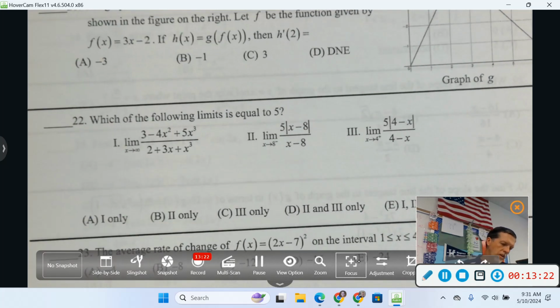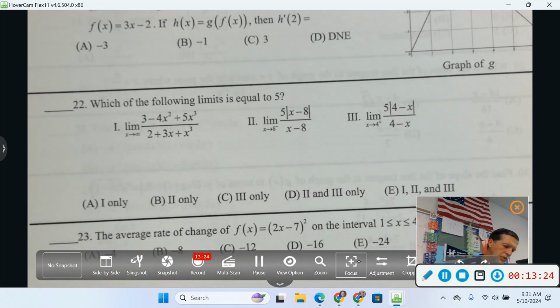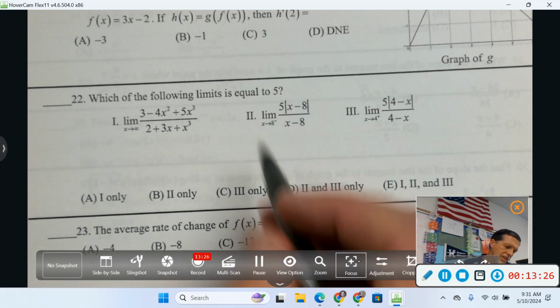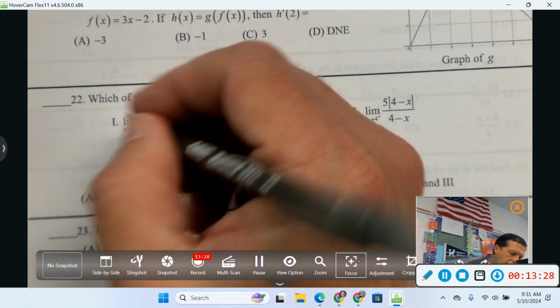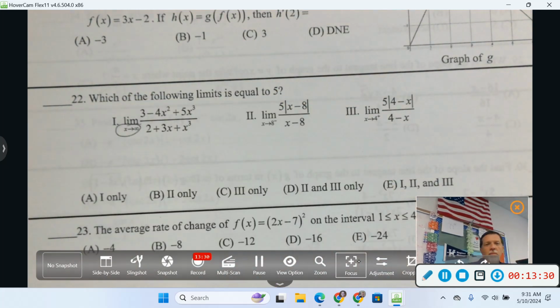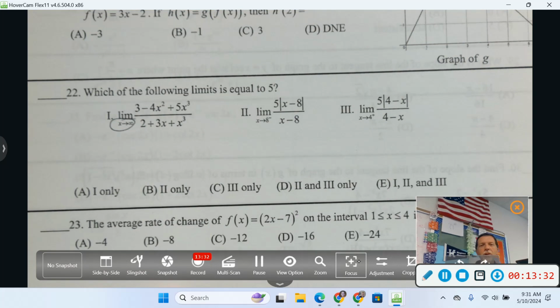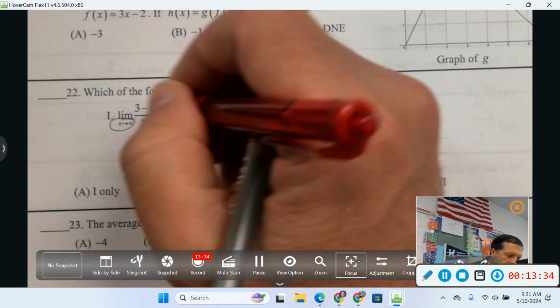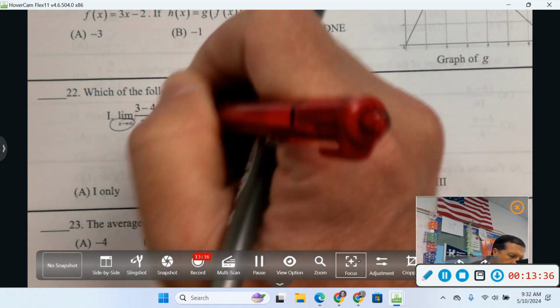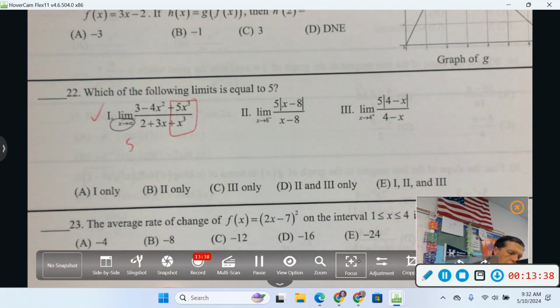(22) Which of the following limits is equal to 5? X goes to infinity. That means I can do the top over bottom, O, equal co thing. That one's equal to 5. That's an easy one.